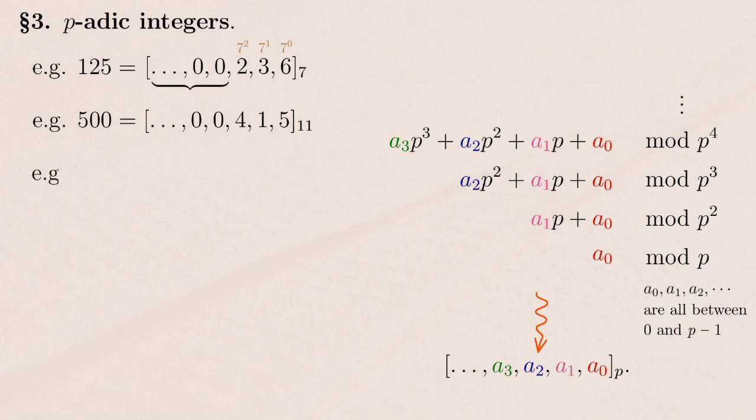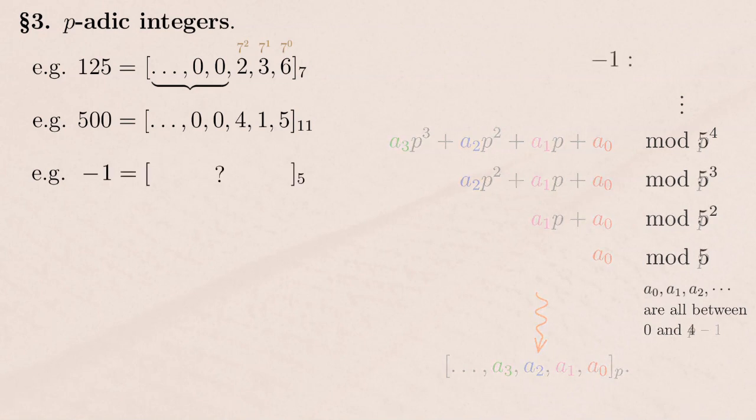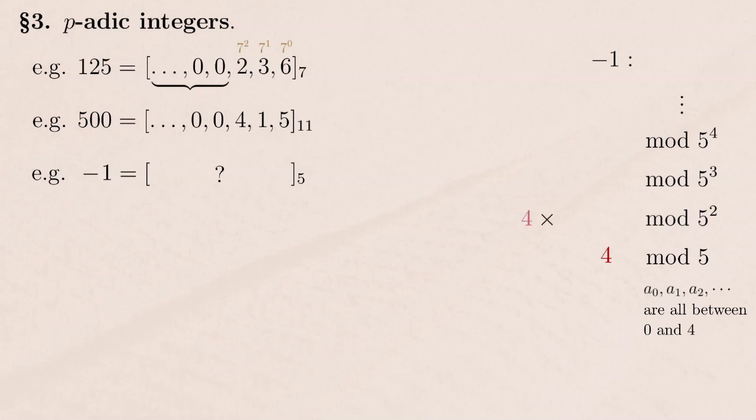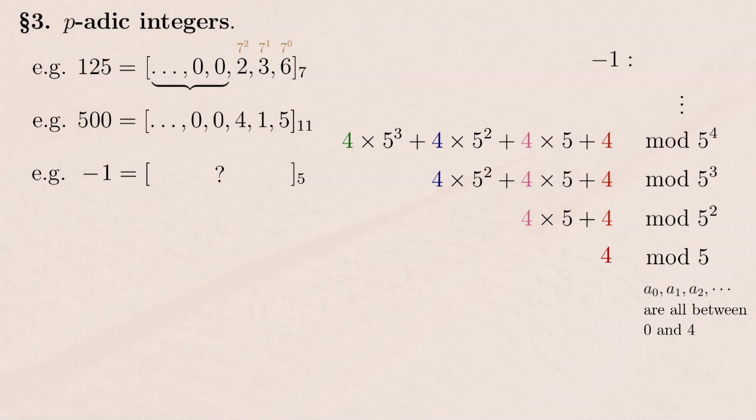What happens if I try to write minus 1 in base 5, using the method I outlined earlier and only using digits between 0 and 4? Well, mod 5, the number minus 1 is just equal to 4. Mod 5 squared, it's 24, which is 4 5s plus 4. Mod 5 cubed, it's 124, which is 4 5 squareds plus 4 5s plus 4, and so on. If minus 1 has a representation in this system, it has to go off towards the left as an infinite string of 4s.